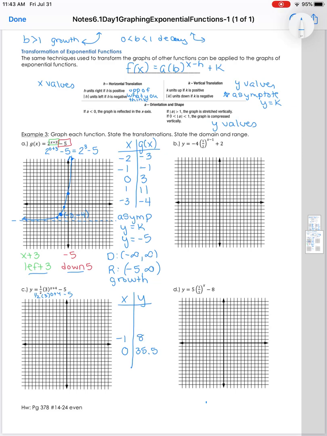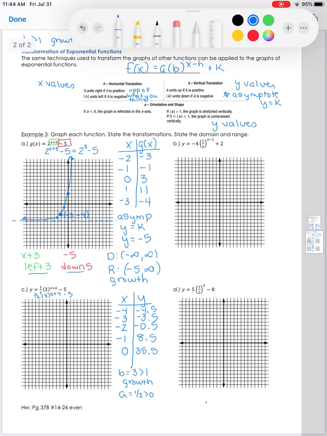And then if you plug in these other values, these are some of the other points that you potentially could get. -4. Okay. Now, in terms of looking at it, the B value is still 3, which is still greater than 1. So I'm still going to have the growth appearance. Plus the A value is equal to 1/2, which is positive. So nothing's changing there. There's no reflection.